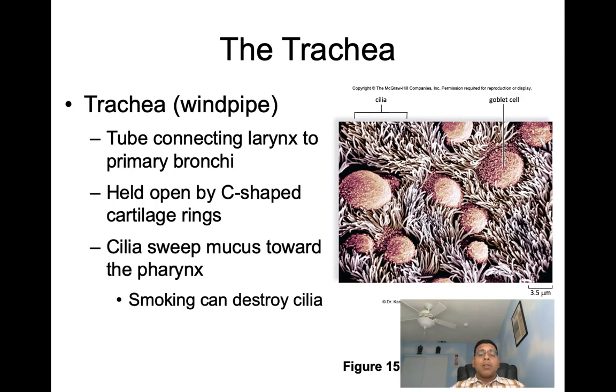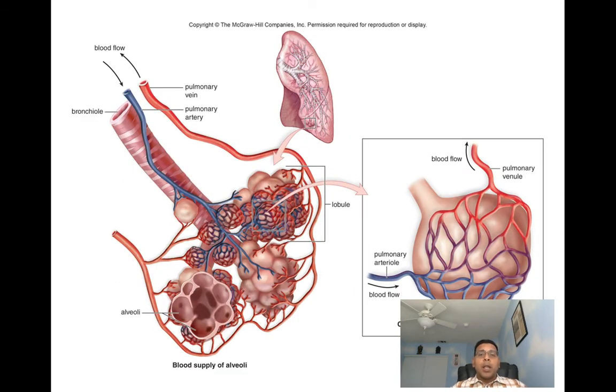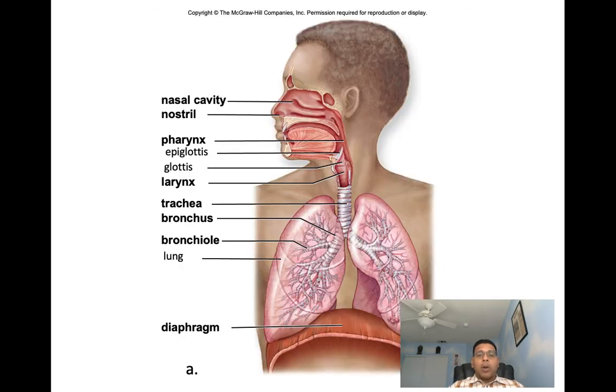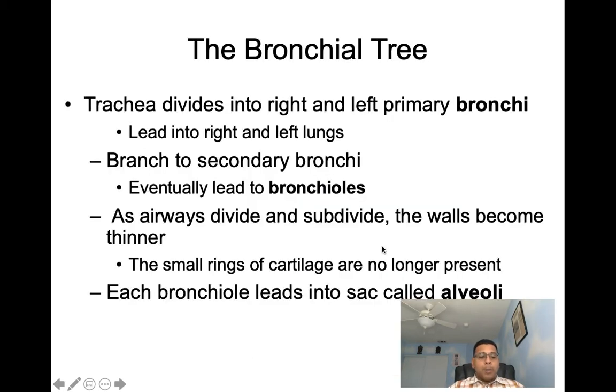Next, let's move down to the bronchial tree. When we talk about the bronchial tree, we're getting into the pattern that's right inside the lungs. First, the trachea is going to divide into the right and the left primary bronchi. These primary bronchi lead into the right and left lungs.